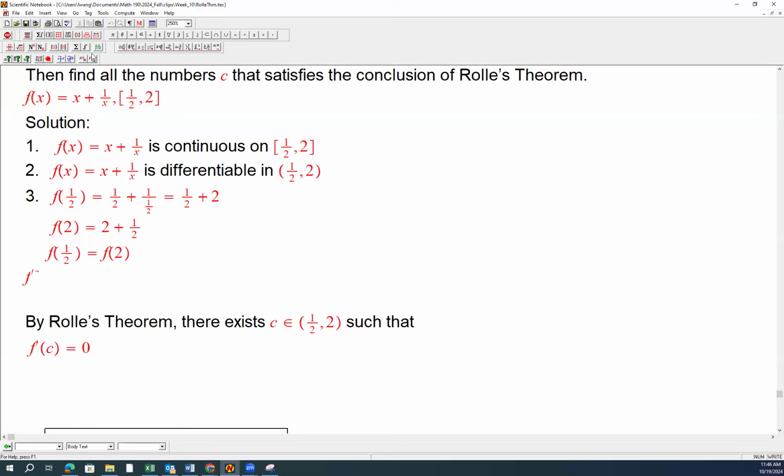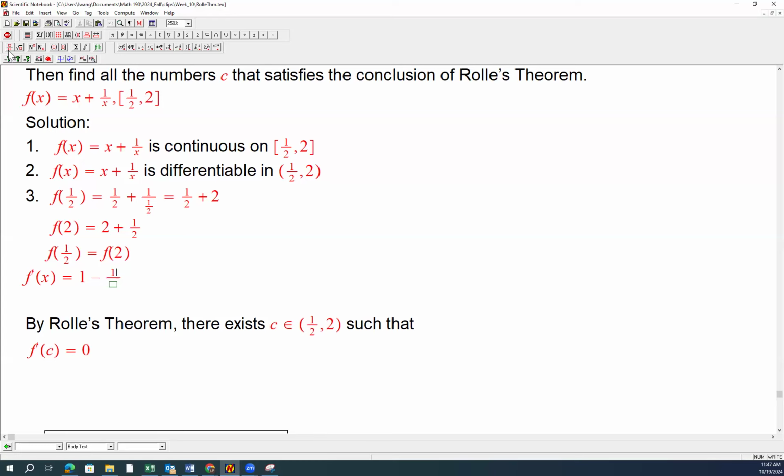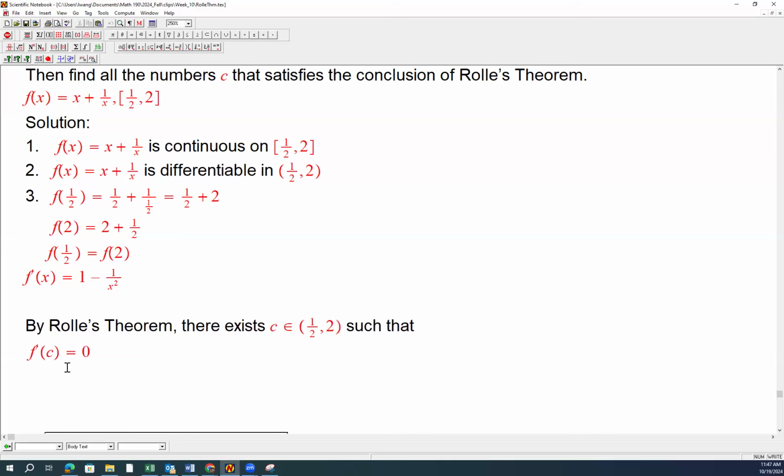So f prime of x: the derivative of x equals 1, and the derivative of 1 over x is negative 1 over c squared. So f prime of c would just be 1 minus 1 over c squared, equals 0. So we're solving this equation for c.